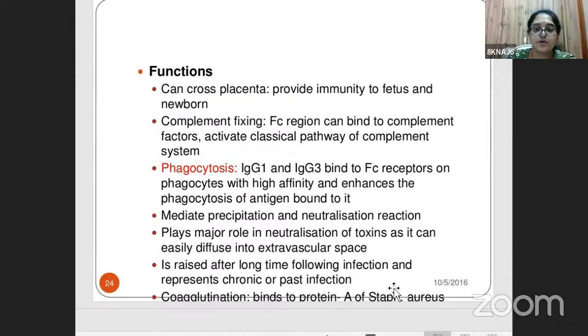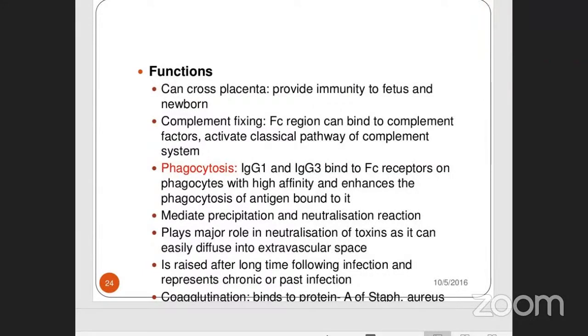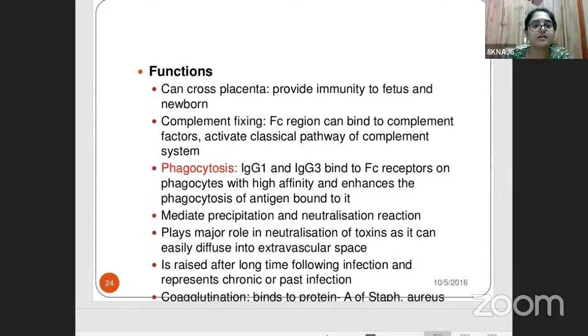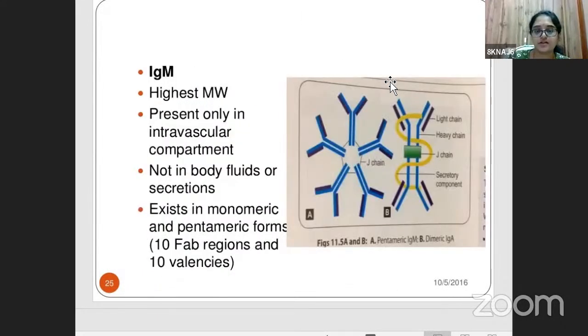Precipitation and neutralization take place with the help of IgG, and it plays a major role in toxin neutralization. Because of its low molecular weight, it can diffuse into the extravascular spaces as well. It is raised after a long time following the infection, so it can represent either a chronic or past infection. Coagulation can also take place by binding to the proteins of Staph aureus, that is, Staphylococcus aureus.